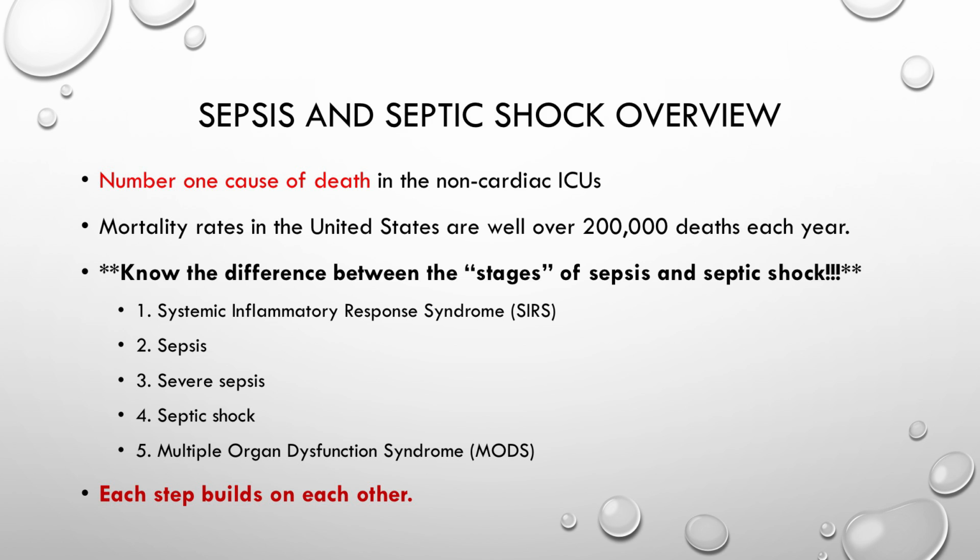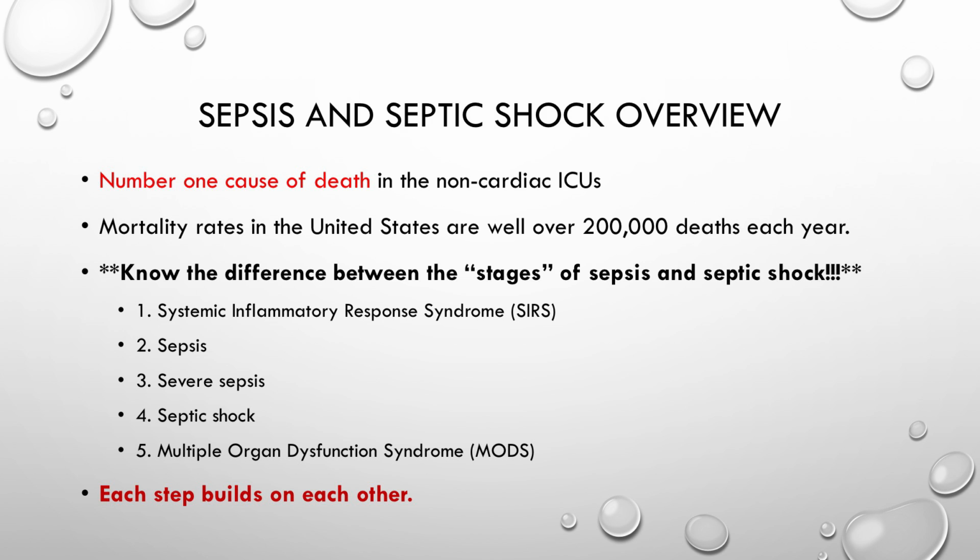Moving on from hypovolemic and hemorrhagic shock, we're going to move into sepsis and septic shock. This is the number one cause of death in the non-cardiac ICUs. Mortality rates in the United States are well over 200,000 deaths each year. And you want to know the difference between the stages of septic shock, not the phases of shock, but the stages of sepsis and septic shock.